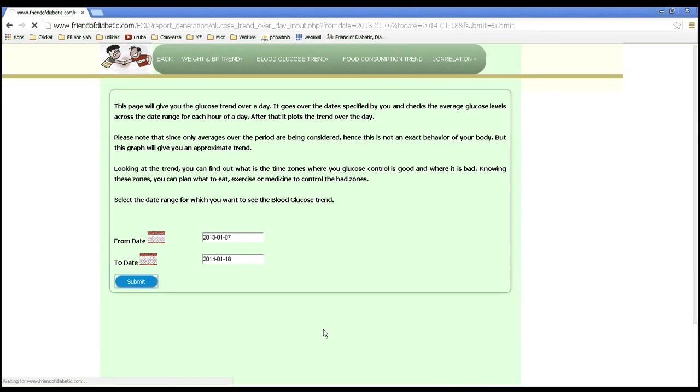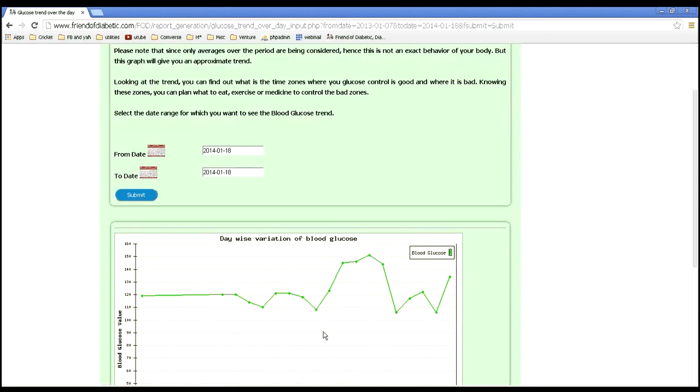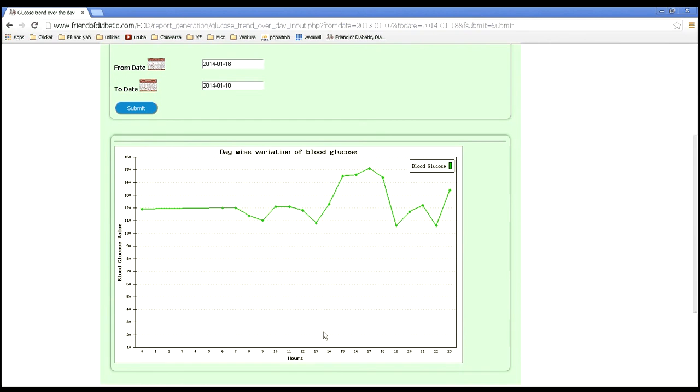and do a submit. What it does is that for the date ranges that you have specified, it goes across your database, and for each hour of the day it fetches the blood glucose value and calculates an average out of it, and then it plots it across a 24-hour day. Now, not very accurate, but it does give you a trend of how your blood glucose moves.